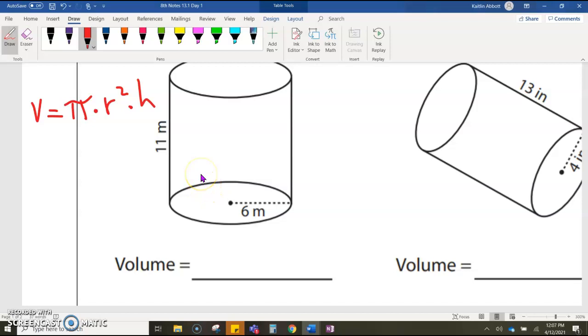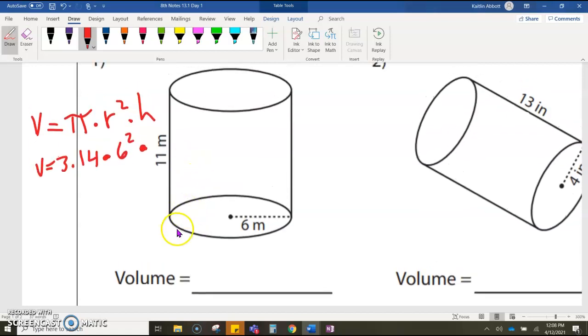So pi is 3.14, right? So we have 3.14. All right, what is my radius? Oh, look, does this go all the way across? No, this is only going halfway, so this is a radius, and we don't have to mess with this number. So I'm just going to put it right into the equation. So I'm going to do times 6 squared times, how tall is this cylinder? How tall is it? It's 11. Good job. So now let's solve that 6 squared first, so that way we can type everything in the calculator and not worry about it.